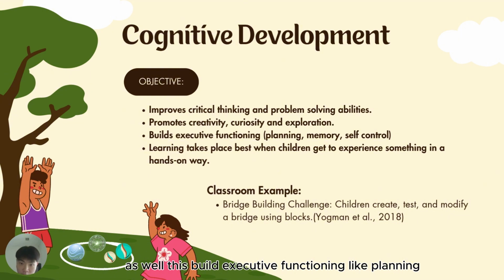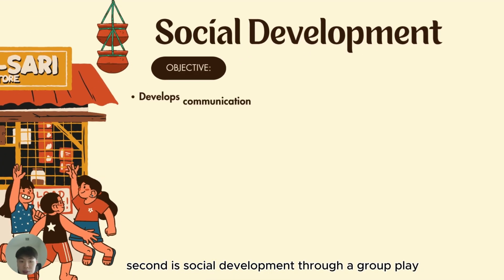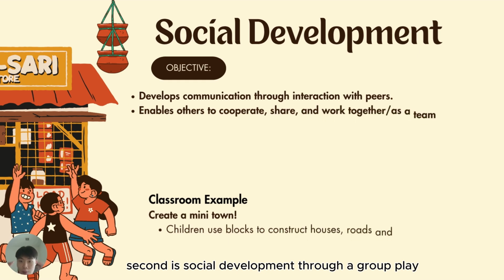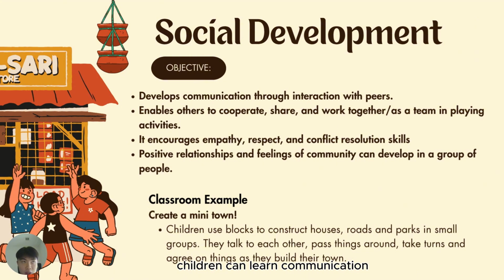This builds executive functioning like planning, self-control, and memory. So learning takes place best when children get to experience something in a hands-on way. Second is social development. Through group play, children can learn communication, they can cooperate with their friends, sharing, and they learn empathy and teamwork.